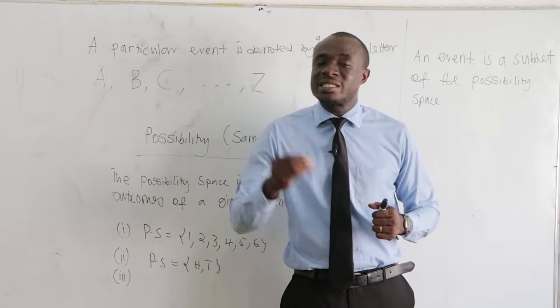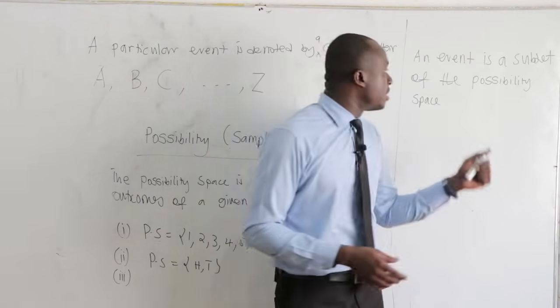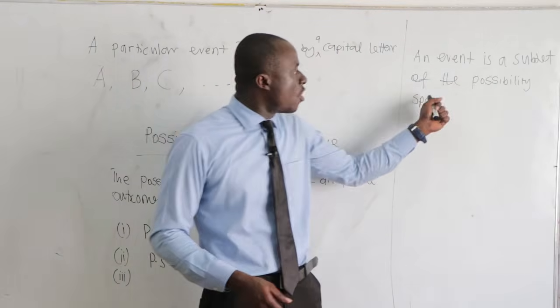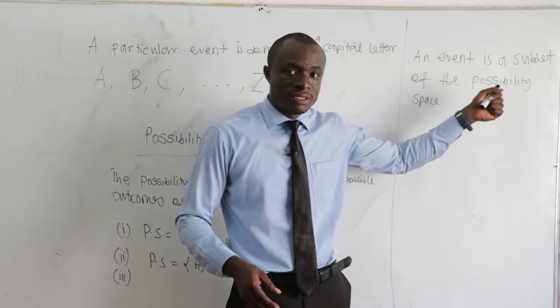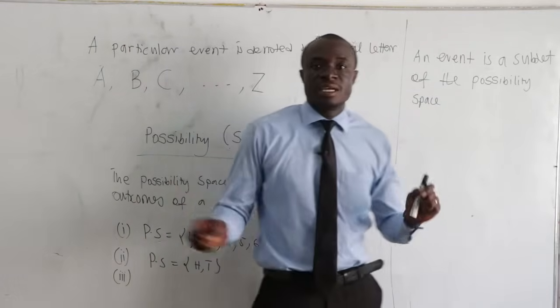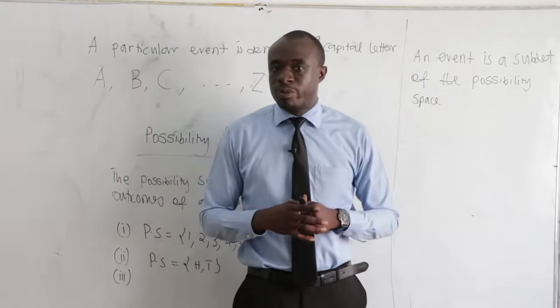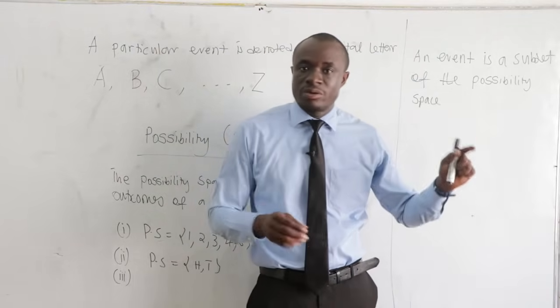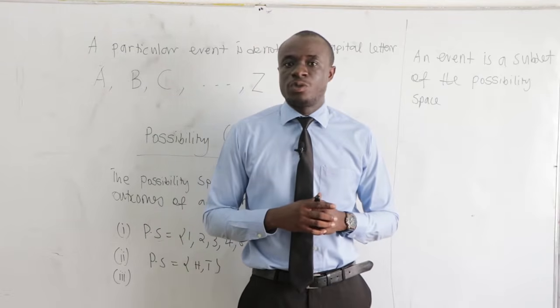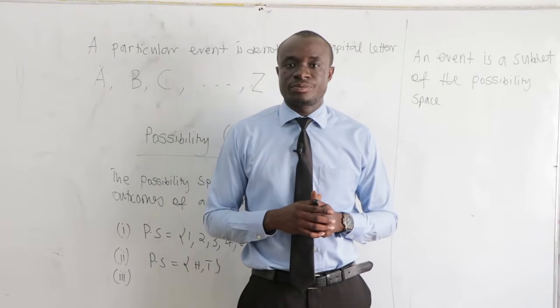So it is also what? A subset of that. So we know that an event, we say an event is a subset of the possibility space. This is so important, and this will give us the range for probability. Probability is between 0 and 1. When you get there, I'll explain it for you to understand better.